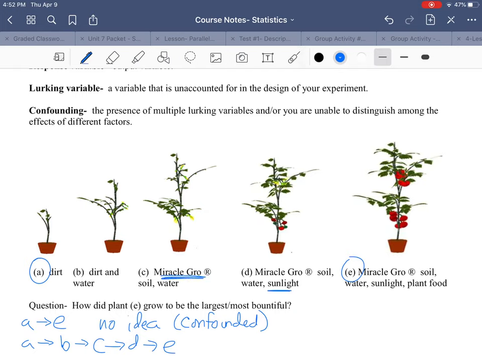As opposed to Miracle-Gro soil giving us more size. The water itself giving us more flowering. So everything plays a little bit of a different role, but it's easier to see what that progression is, all right? So here it's easier to draw conclusions.